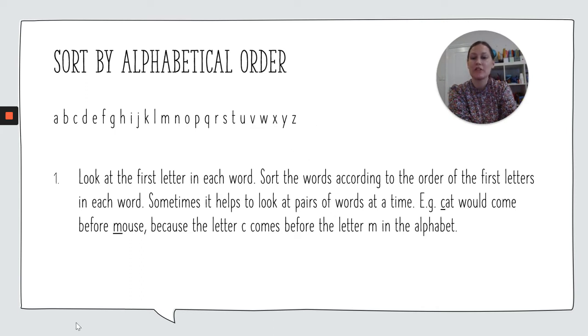Okay, so when we put words into alphabetical order, what we're doing is putting them in the order that we would find them in a dictionary. Dictionaries are ordered in accordance with the 26-letter English alphabet. You can see it over there on the slide, starting from A and going to Z.